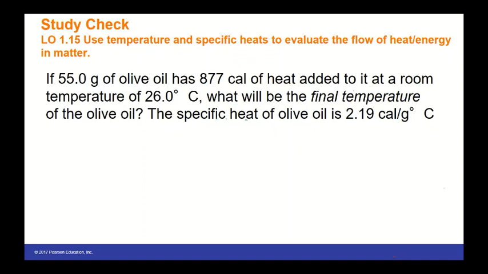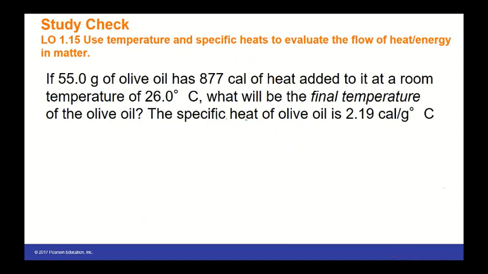One more problem. If 55 grams of olive oil has 877 calories of heat added to it at a room temperature of 26.0 degrees Celsius, what will be the final temperature of the olive oil? The specific heat of olive oil is 2.19 calories per gram degree Celsius.